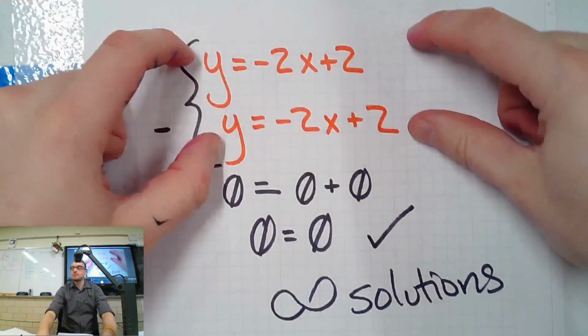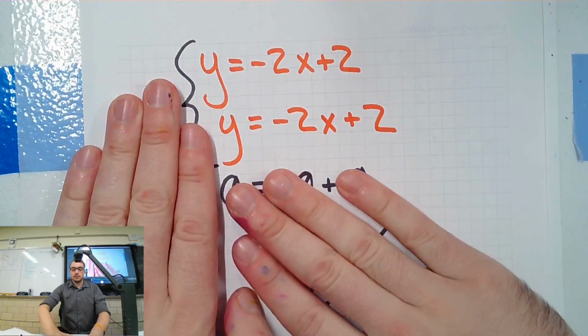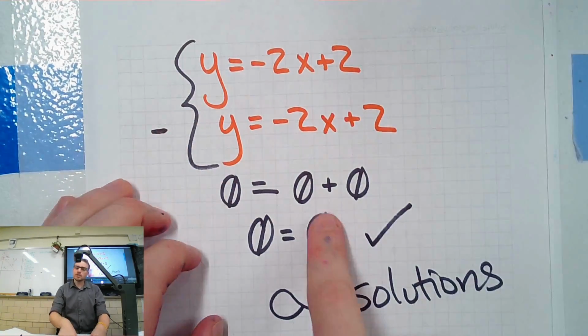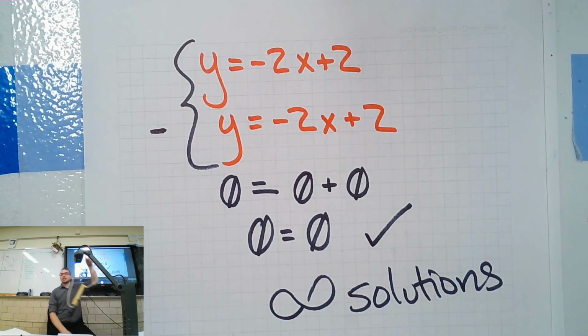Again, think about what it means. They're the same dumb line, infinite solutions. I didn't have to do any of that work. They're the same line. They're going to intersect always, all over the place. This is also what happens when you plug an equation into itself, right?